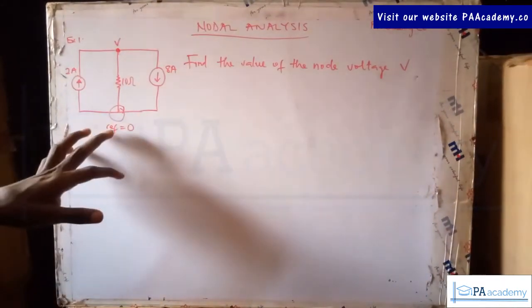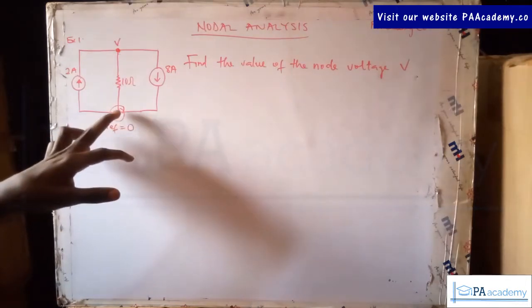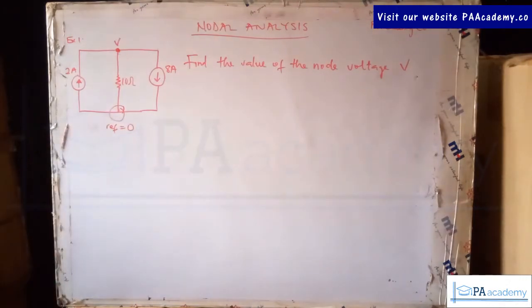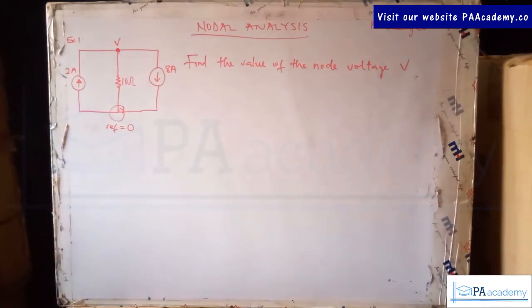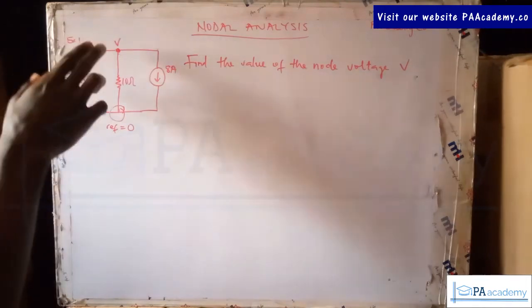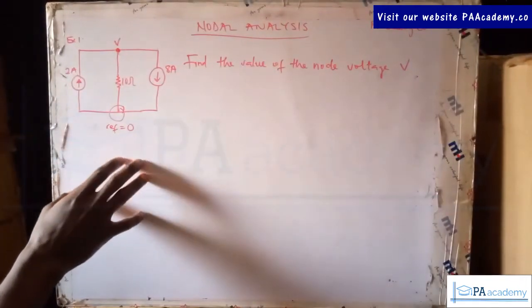Exactly. So at this point, which is the reference node, you take the voltage here to be 0. Not just for this, but for every other question you are going to sit down and solve. Now let's continue. Once you have identified the nodes, you have picked your reference point, and you have set it to be 0.